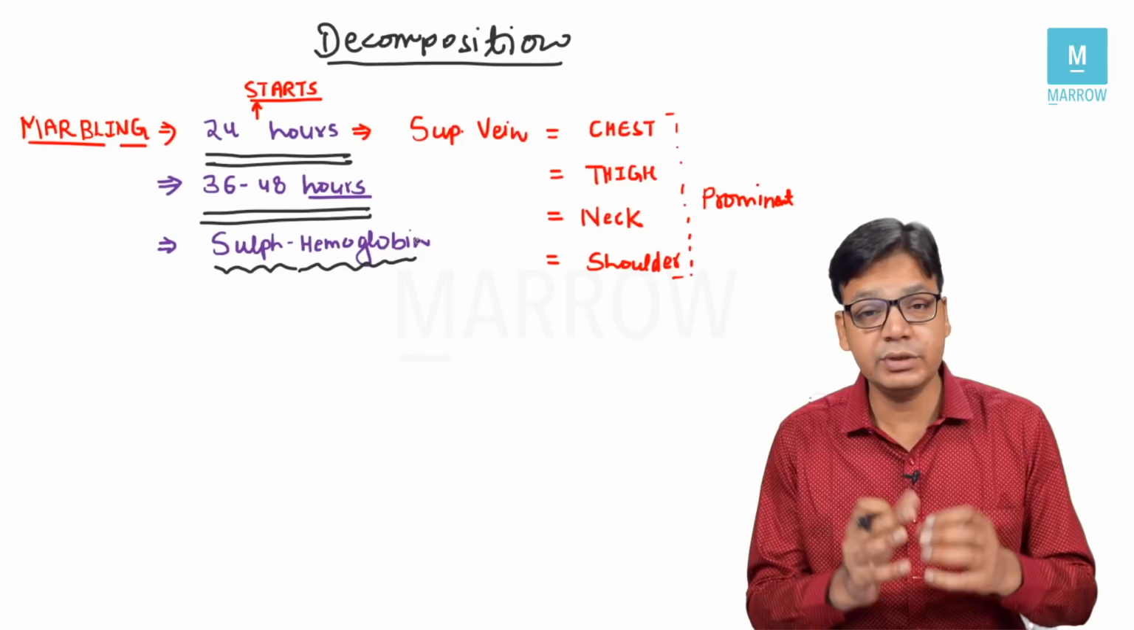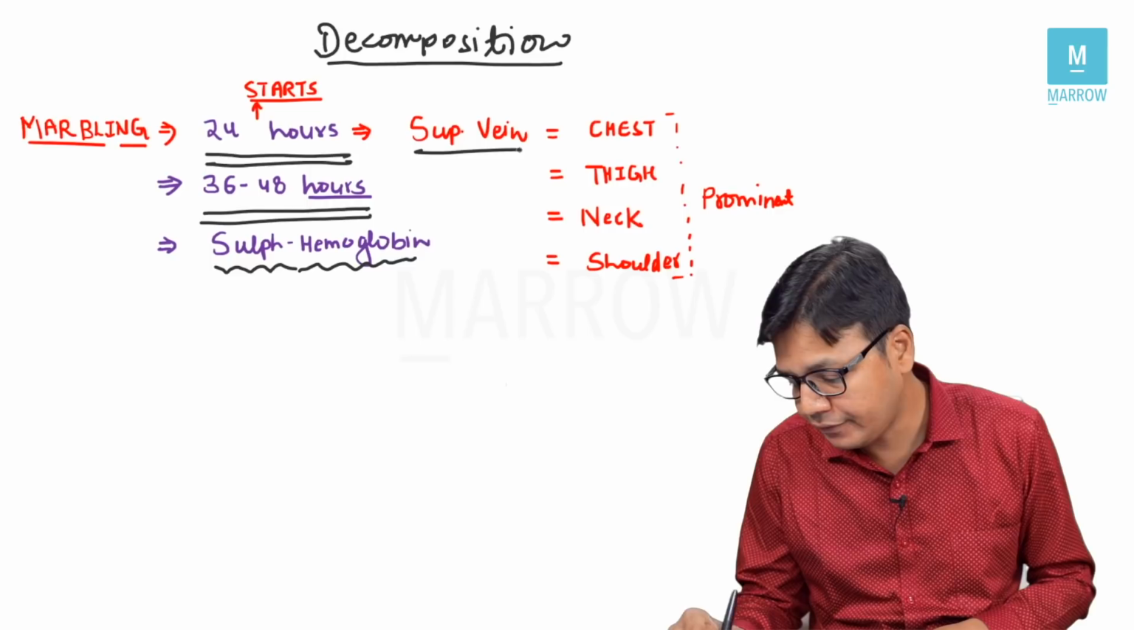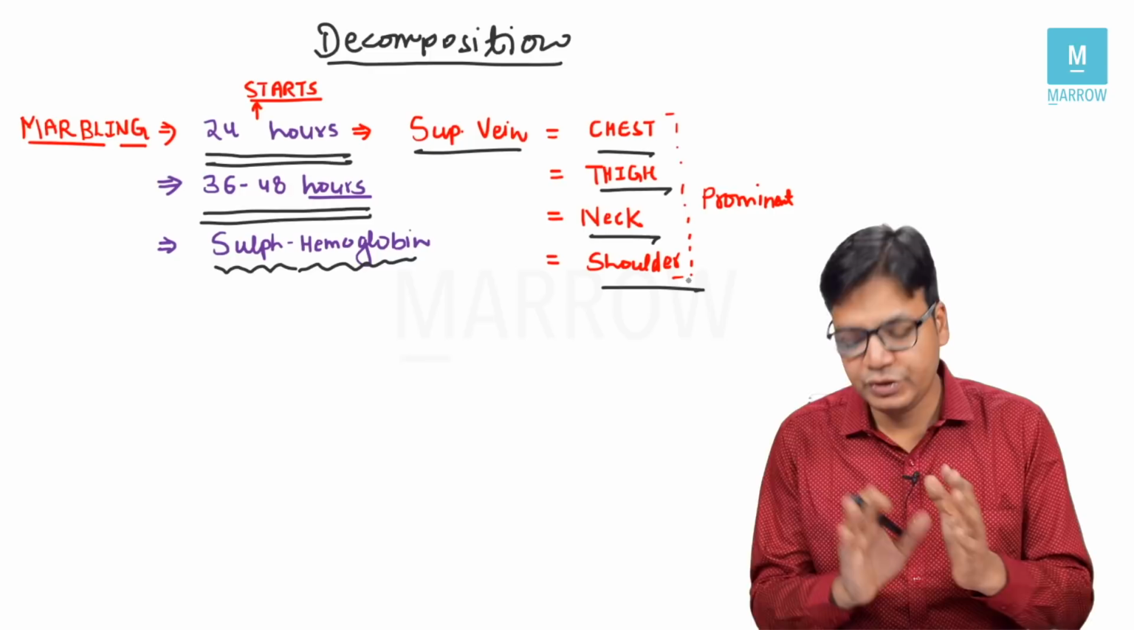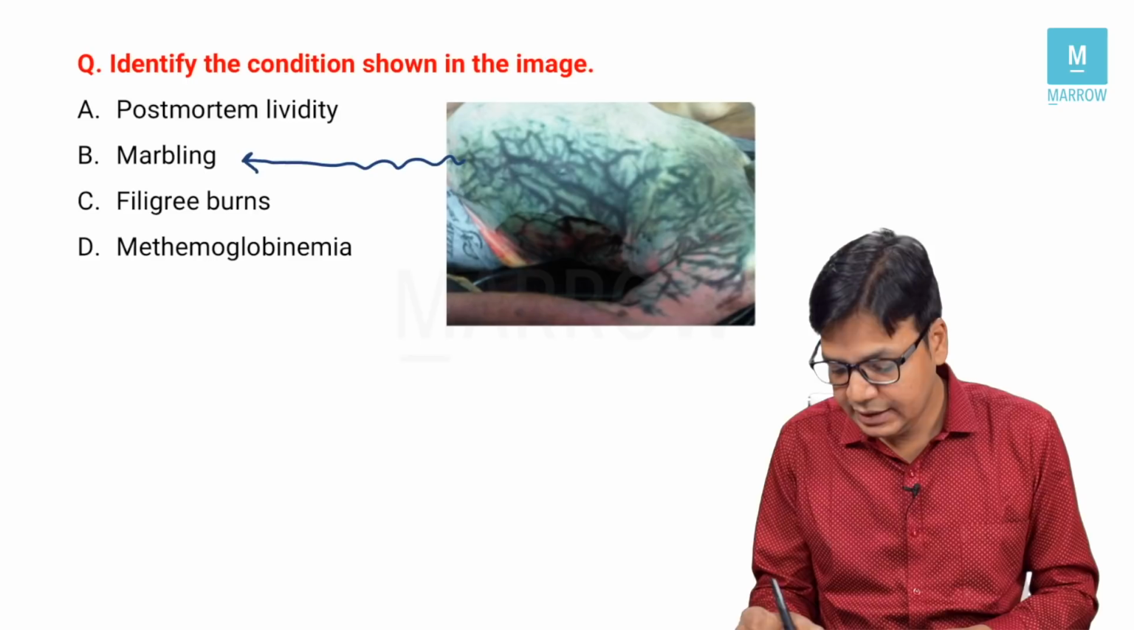Now, sir, what is marbling? Your superficial vein become prominent. You can see superficial vein of chest, thigh, neck and shoulder. These become prominent. This phenomena is known as marbling. So just see, this is a sign of decomposition. So you can see, yes, this one. This is a very important MCQ. This suggests marbling. So you can get many questions.